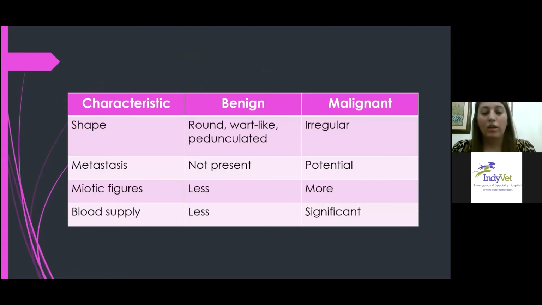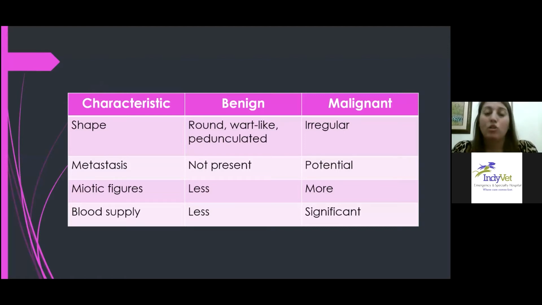So this is just a chart going through a benign versus a malignant process. So the shape, usually, this is just generalities, not in every case. A benign tumor is very round, wart-like, pedunculated. Looks like you could just pick it off without any further surgical intervention. Malignant, they're sometimes fixed to the skin, they're irregularly shaped, they're hard, they're knobby, very much so compared to the benign masses.